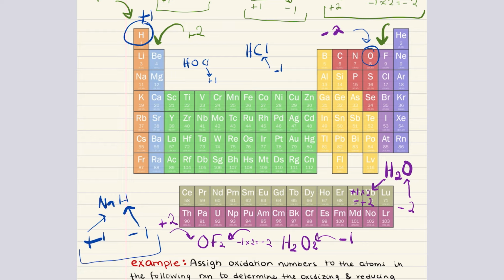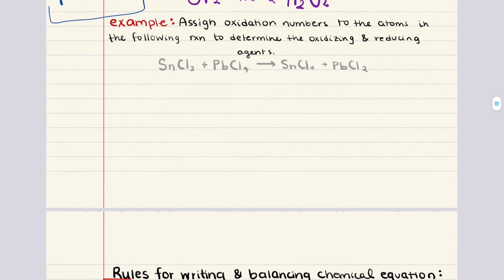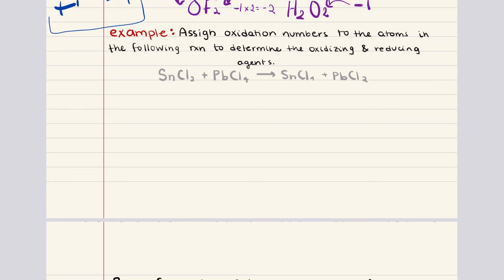Now, what we want to do next is tackle an example problem. This example says, assign oxidation numbers to the atoms in the following reaction to determine the oxidizing and reducing agents. Just looking at this reaction, all of these species are neutral, so the oxidation numbers of each compound must add up to 0. Here we have tin(II) chloride reacts with lead(IV) chloride to form tin(IV) chloride and lead(II) chloride. Let's start off with our first reactant, tin(II) chloride.